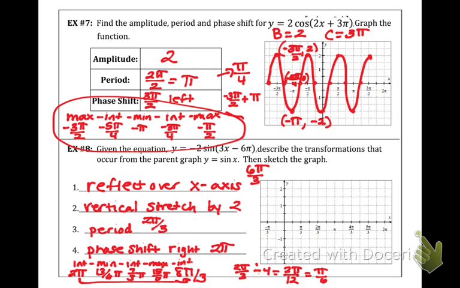Okay, so let's see what this looks like on our graph. So starting at 2 pi, we said we have an intercept. Whoops, I'm already running out of room, so that means we're going to have to go backwards.